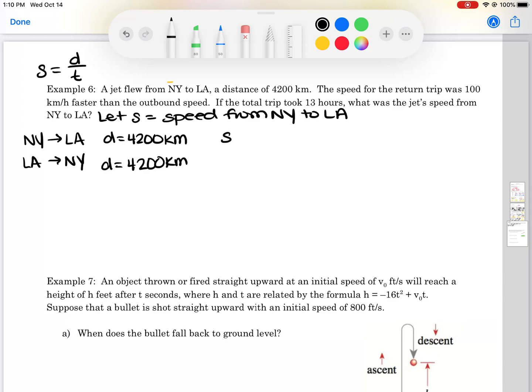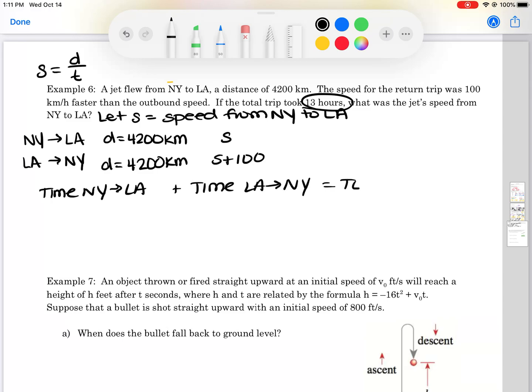We also know that the speed would be S for New York to LA. And we know that the speed from LA to New York is 100 kilometers faster, so we're going to add 100 kilometers to whatever that speed was. I do know something about the time. If I took the time from New York to LA plus the time from LA to New York, in total that would be 13 hours. So the time from New York to LA plus the time from LA to New York should equal my total time, which was 13 hours.